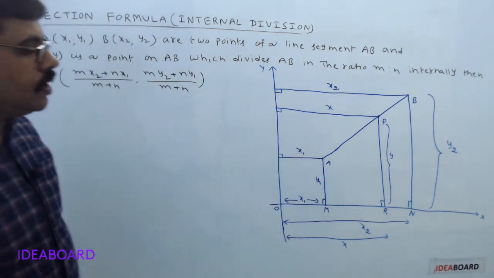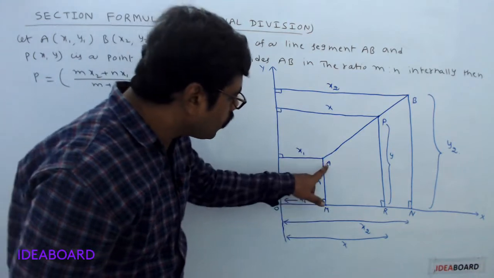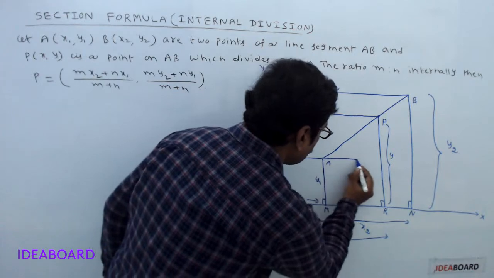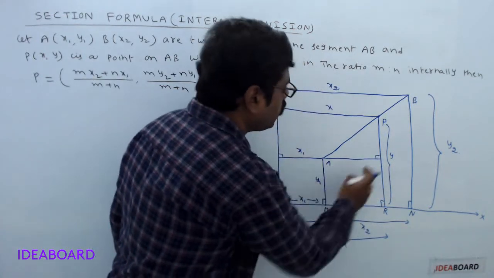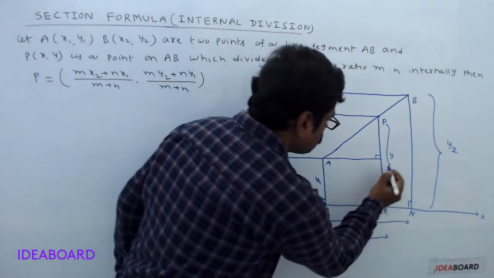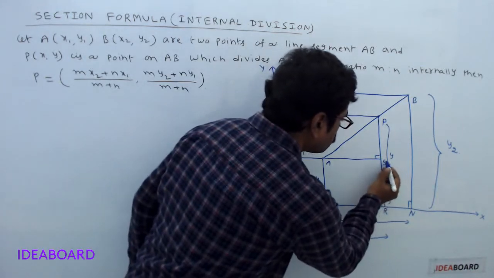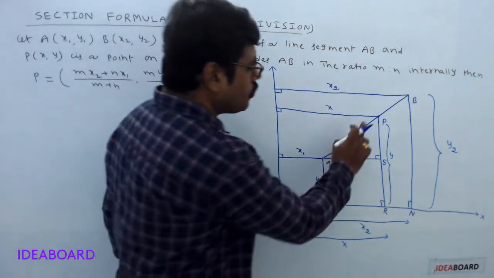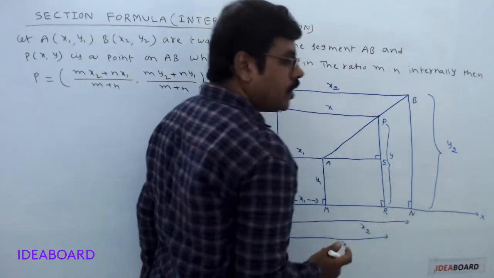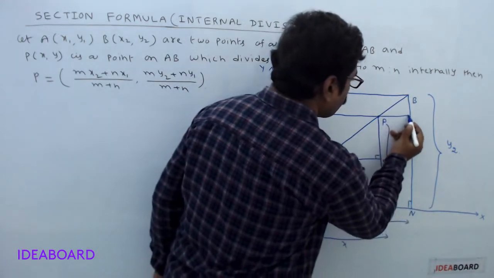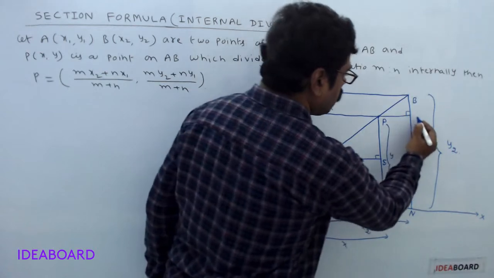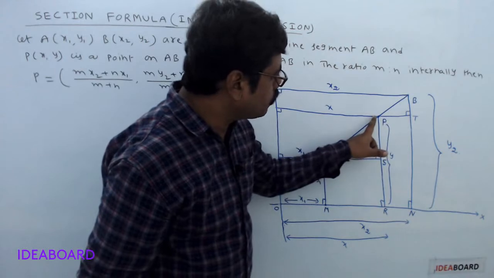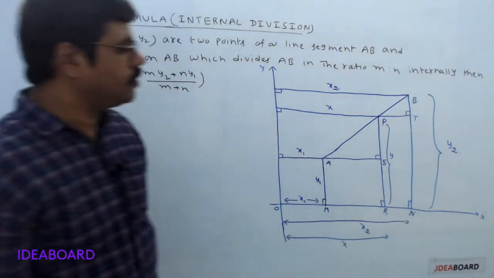Then draw a perpendicular from the point A onto PR. Denote this point as S. Now draw a perpendicular from the point P onto BN. Denote the foot of the perpendicular with a letter T. So this is the perpendicular from the point P onto BN.